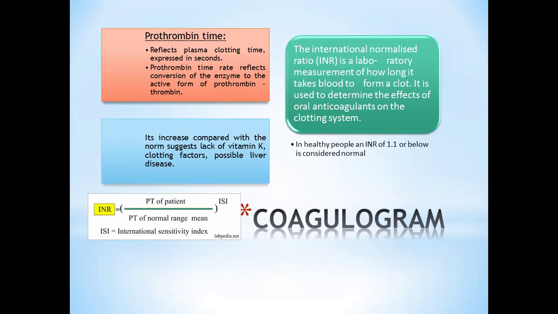It is very important to check prothrombin time. It reflects plasma clotting time expressed in seconds. Prothrombin time rate reflects conversion of the enzyme prothrombin to its active form. Its increase compared with the normal suggests lack of vitamin K, clotting factors, or possible liver disease.